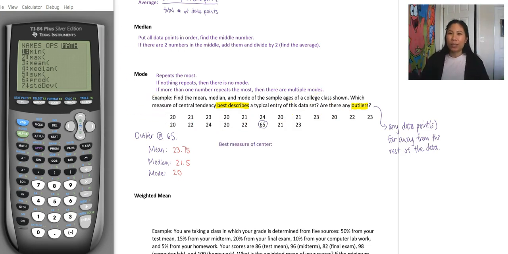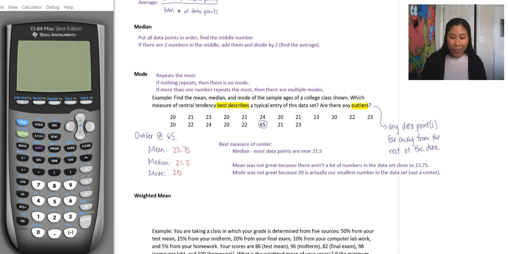Because of those reasons, I think the median is the best measure of central tendency, because it is the closest to what we would consider our center here, where most of my numbers are between 20, 21, 22, and there are fewer numbers between 23 and 24. So the mean doesn't make as much sense, and the mode definitely doesn't make sense.